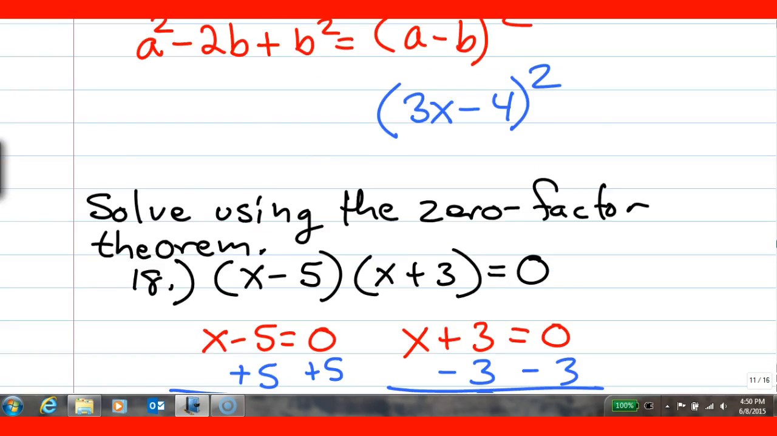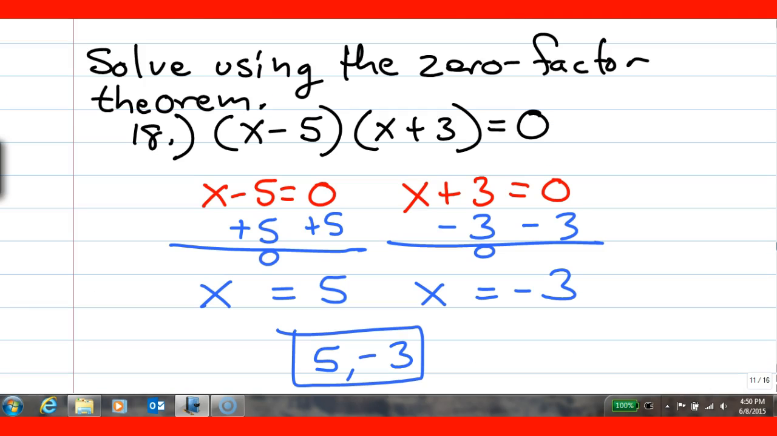Now let's move on to number 18. This one says in its instructions, solve using the zero factor theorem. So I already have a problem here that's been factored. I have an x minus 5 times an x plus 3. What I'm going to do is take each one of these and set them equal to 0 and solve.